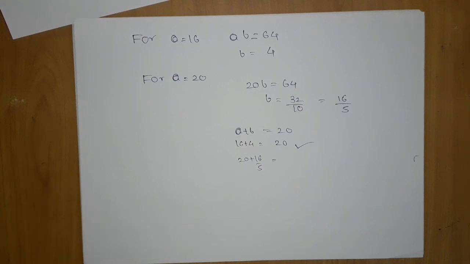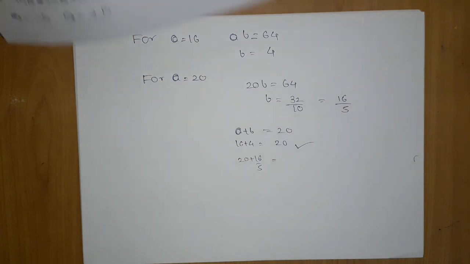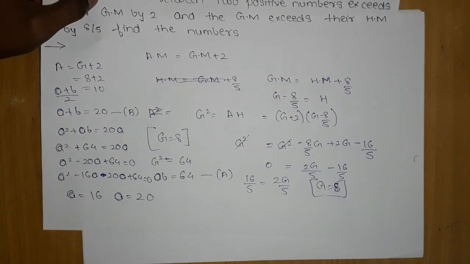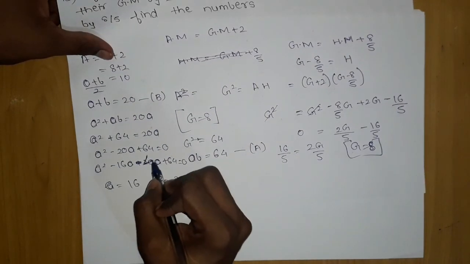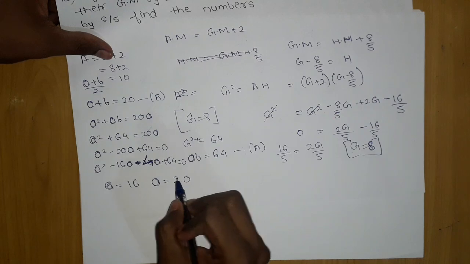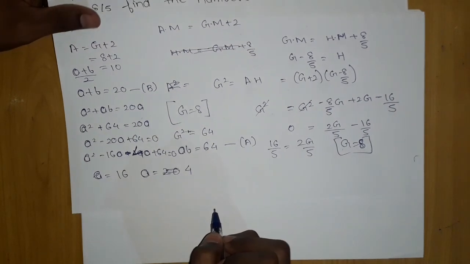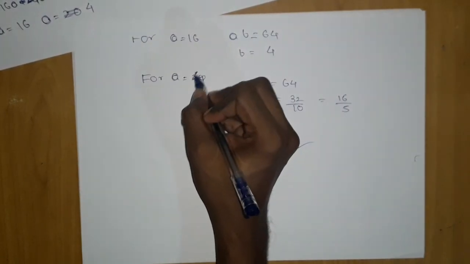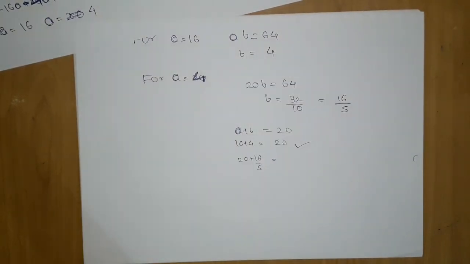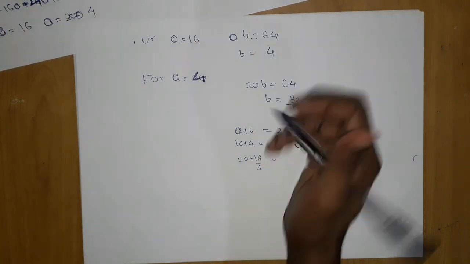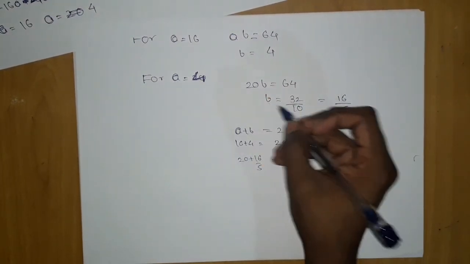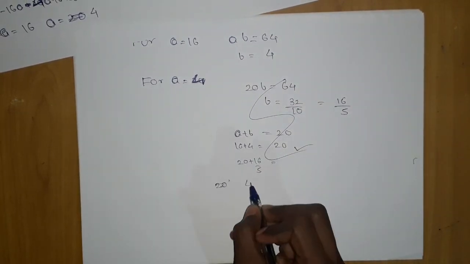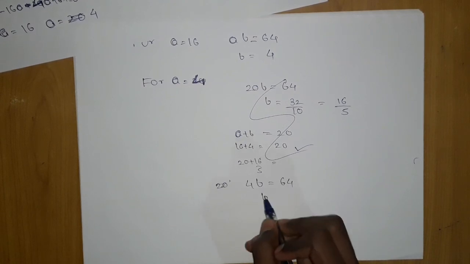Okay, sorry, this is why we have put 20. 16 plus 4 will give me 20. So A will not be 20, A will be 4. So for A is equal to 16 it is right, and for A is equal to 4 it will be this. Let me calculate it again. This will be 20. 4 into B should be equal to 64. B is equal to 16.